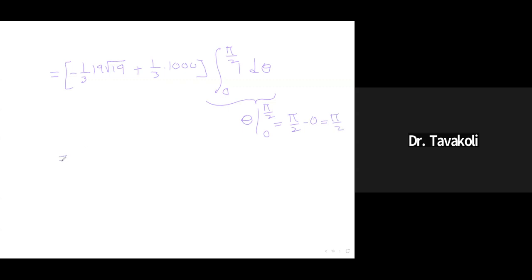So the final answer is pi over 2 times this number here. But these two terms have 1/3 in common. I can pull that out, and 1/3 times pi over 2 makes it pi over 6. So that pi over 6 is coming from pi over 2 times 1/3. Inside the parentheses, minus 19 radical 19, and then plus 1000.